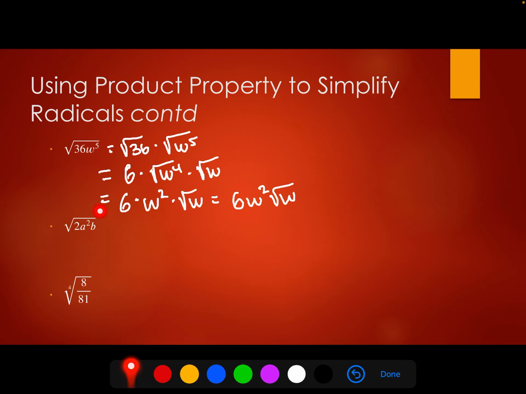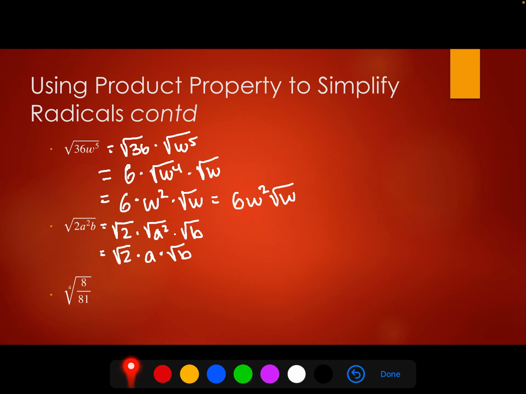Now let's do it again for the square root of 2a squared b. So the square root of 2a squared b, we want to rewrite this, right? So we can rewrite this as the square root of 2 times the square root of a squared times the square root of b. Now, out of these three terms, the only one that can be simplified further is the square root of a squared, right? The square root of a squared is just a. So now we have the square root of 2 times a times the square root of b.